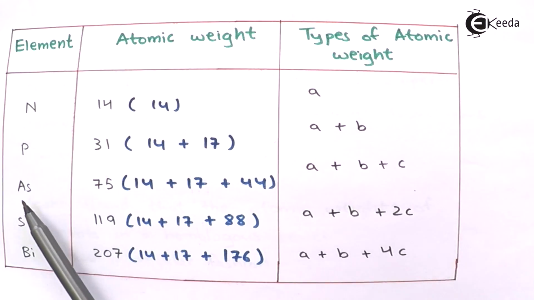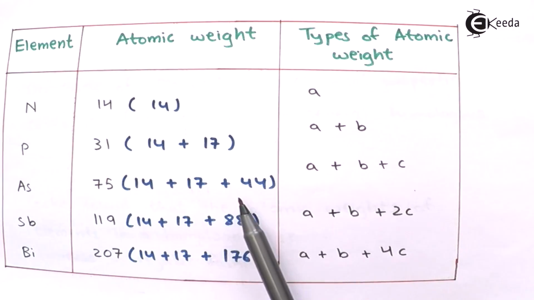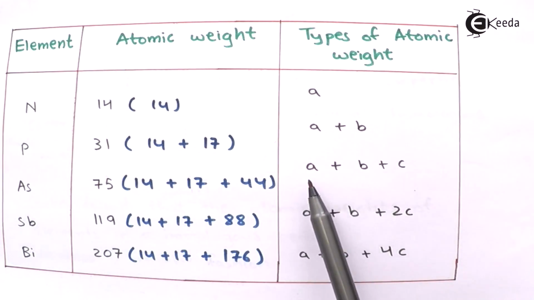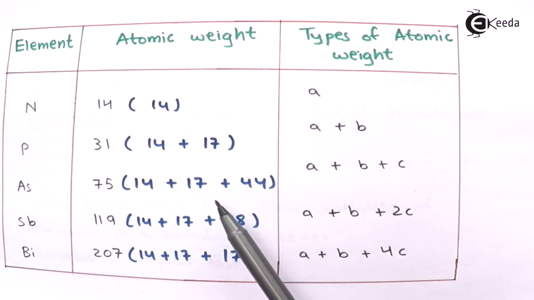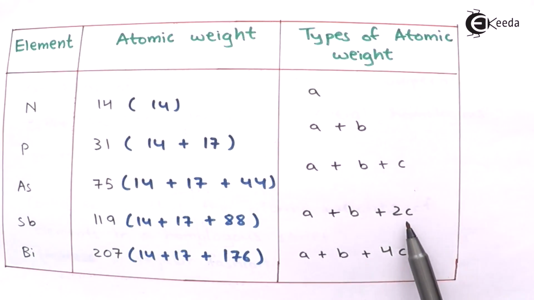Talking about arsenic, it is 14 plus 17 plus 44, which can be written as A plus B plus C. Antimony has an atomic weight of 119, which we can write as 14 plus 17 plus 88. This 88 is double the 44, that is, 2C. So it has a regular pattern of A plus B plus 2C.